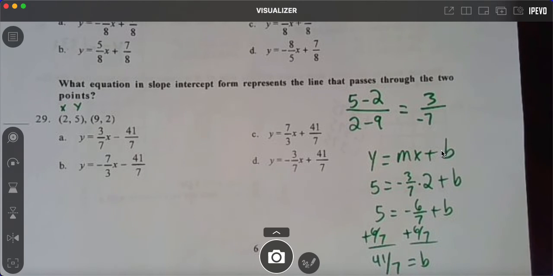4 left. Your M is your slope. Your B is your y-intercept, where it crosses the y-axis. So you have an X, a Y, an M, and a B.